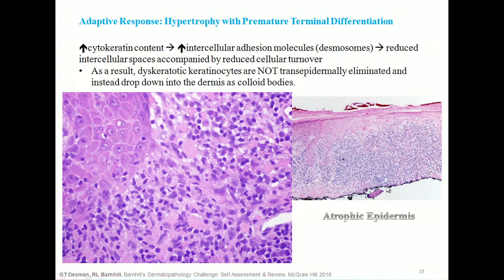And due to this increased keratin content, you're going to have an increase in intercellular adhesion molecules, which is going to result in reduced intercellular spaces accompanied by reduced cellular turnover. As a result of this, the dyskeratotic keratinocytes are not going to be eliminated transepidermally, and instead will drop down into the dermis as colloid bodies. The end result of an interface pattern is typically an atrophic picture versus a hyperplastic picture like you see with a spongiotic pattern.